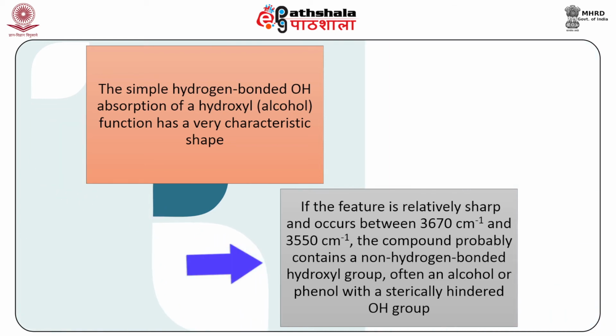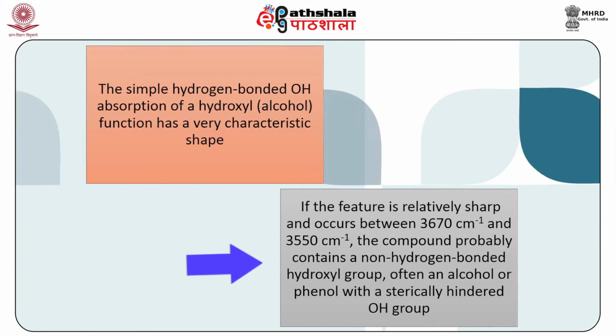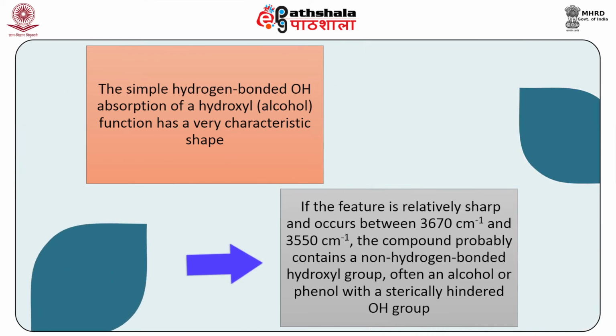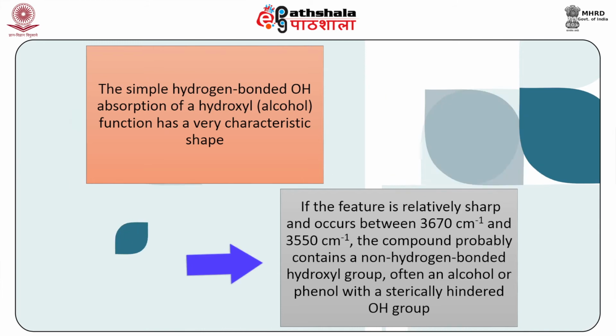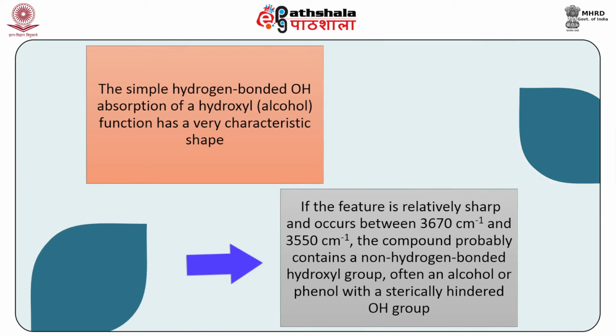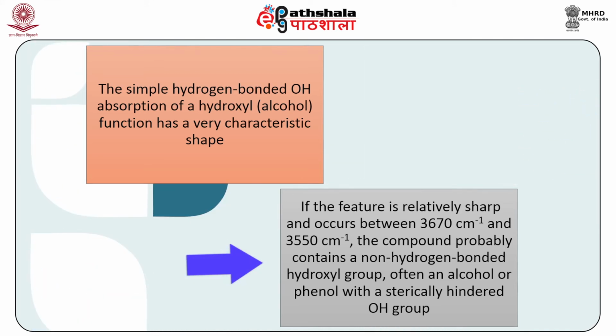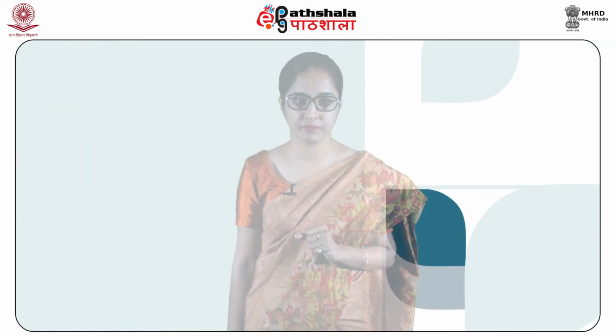If this feature is relatively sharp and occurs between 3670 cm⁻¹ and 3550 cm⁻¹, the compound probably contains a non-hydrogen bonded hydroxyl group, often an alcohol or a phenol with a sterically hindered OH group.